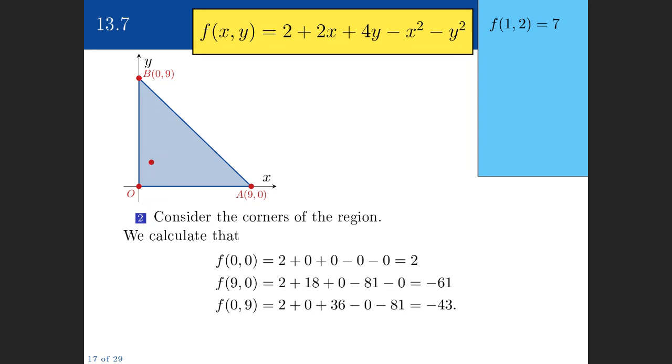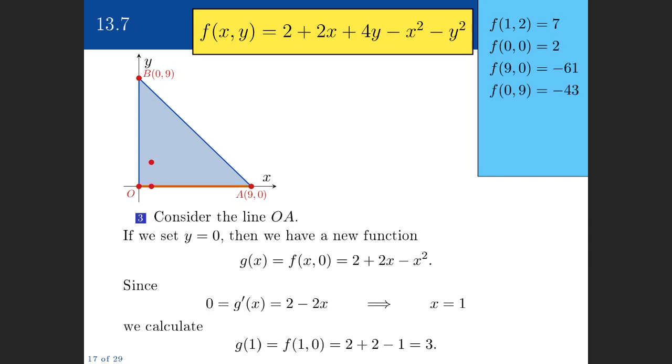Step 2, we should look at the corners of this region. You can calculate the value of f at the corners. f at (0, 0) is 2, f at (9, 0) is minus 61, and f at (0, 9) is minus 43. We will need these numbers later, so let's put them in the blue box.